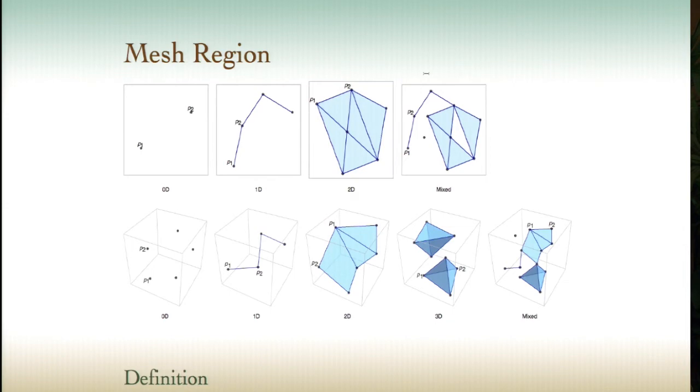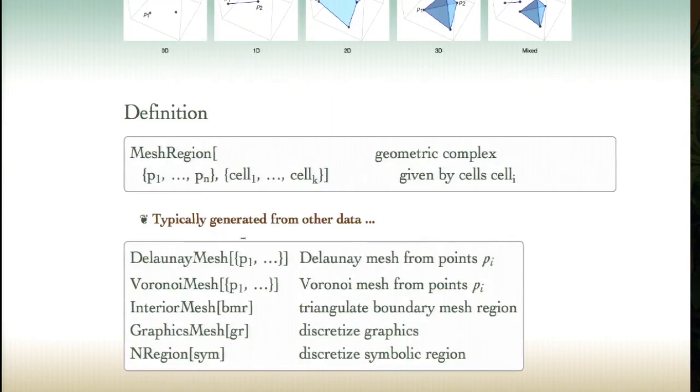So mesh regions are basically geometric complexes. Okay, so in 2D, let me do it this way. If you're familiar with graphics complex, it's similar to that in that you've pulled out the coordinate points that are there. You can define a bunch of cells, and cells here are things like line, tetrahedron, polygon, and so on. But it's required that these cells are disjoint.